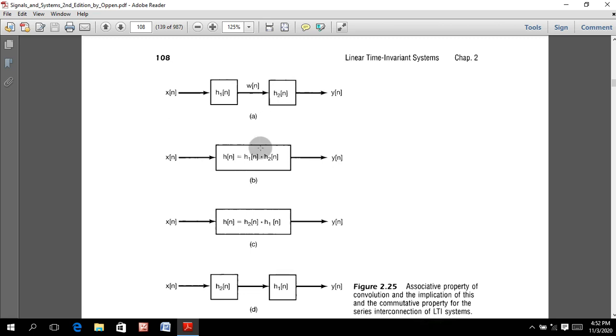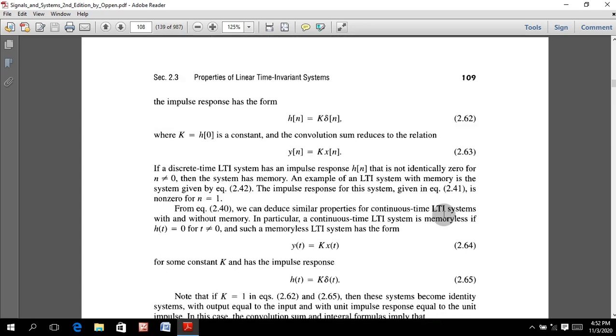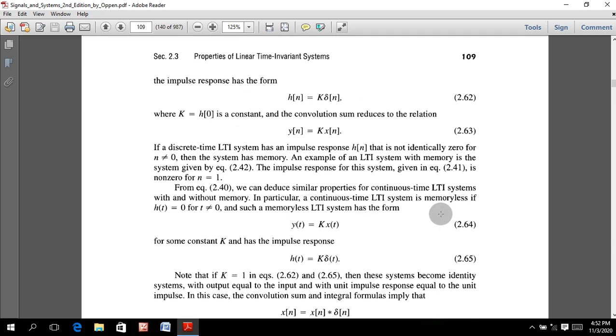h1 of n and h2 of n we can write in this format, and with the same process we can decompose, or write, this block in the form of this block, and vice versa. Okay. So, an LTI system with and without memory is a simple process, the same process that we have already discussed.